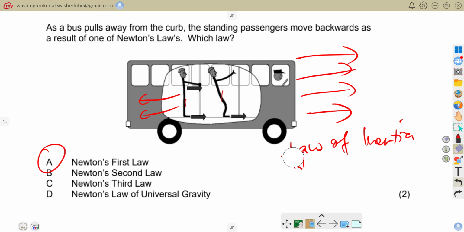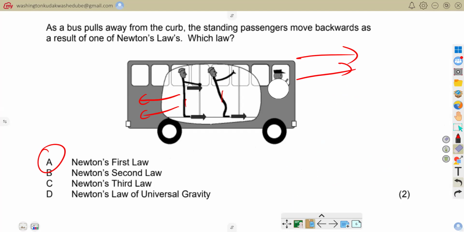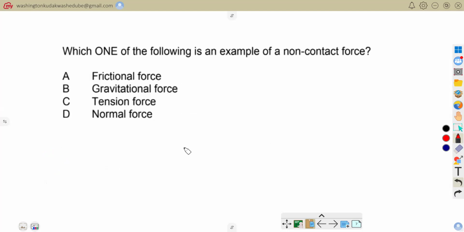Newton's first law of motion just states that an object will remain at its state of rest, or else an object will remain at its constant state of motion unless a net resultant force acts upon it. So here the question was, as the bus pulls away from the cab, the standing passengers move backwards as a result of one of Newton's laws. Which law is that? It is Newton's first law. Now let's go to the next.